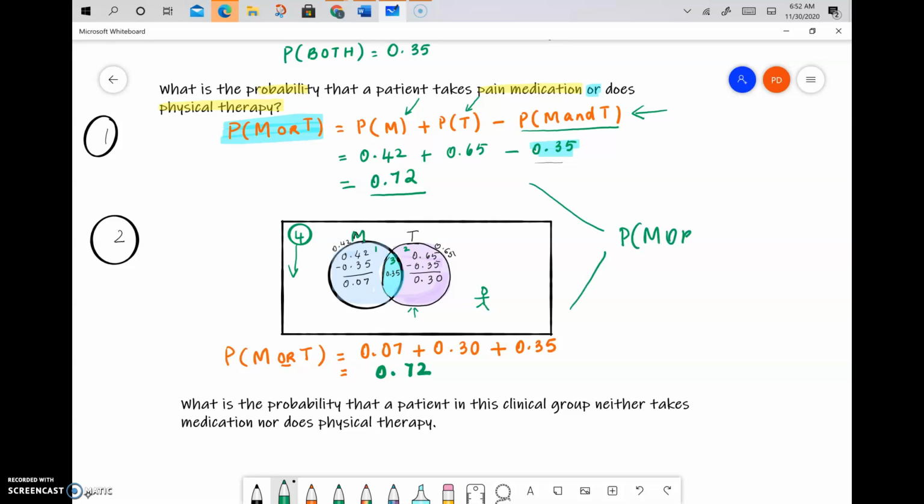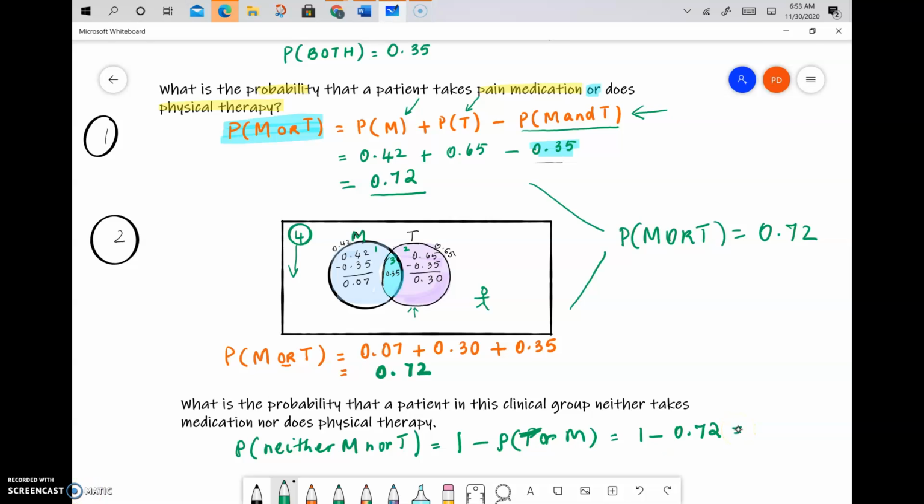probability of M or T is equal to 0.72. Now the probability of neither M nor T, which means no physical therapy, no medication, is 1 minus probability of physical therapy, call it T, or medication, which is M. So that would be 1 minus 0.72, and that is equal to 0.28.